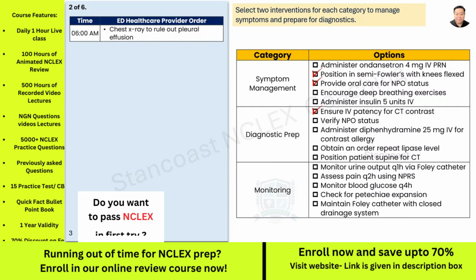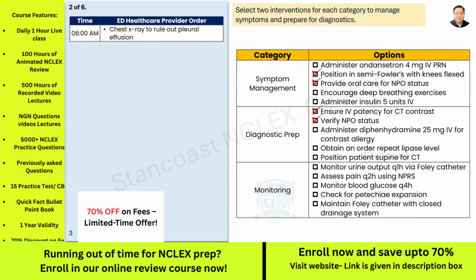So this is very routine, but it has very critical benefits for the scenario. Now, another option that you should select is to verify NPO status. Again, we have an order to keep the patient NPO. This is to prevent aspiration during the CAT scan, and it can also ensure accurate diagnostics without interference from the presence of any food items or liquids. And so you can reinforce this with the patient and family, make sure that they know that the patient is supposed to be NPO so that they will have the correct understanding to maintain safety.